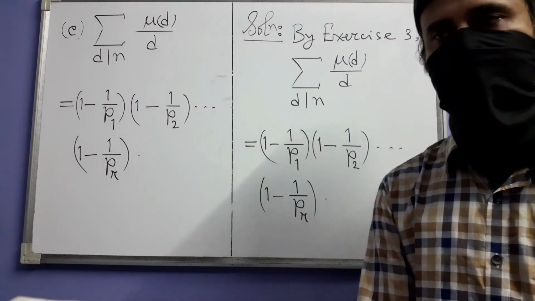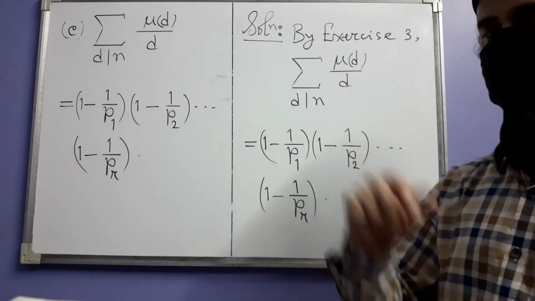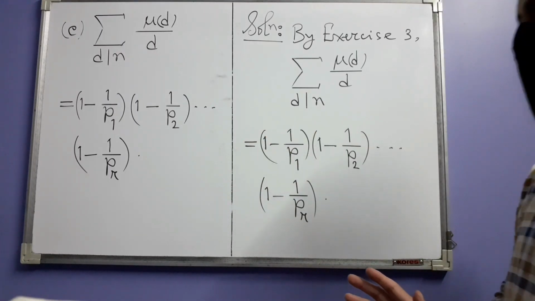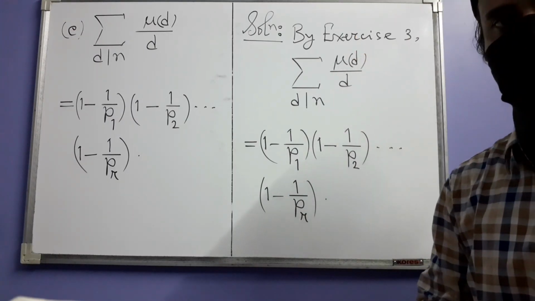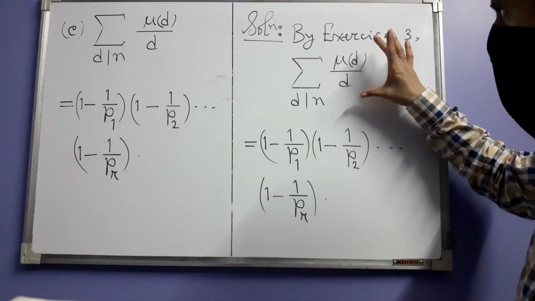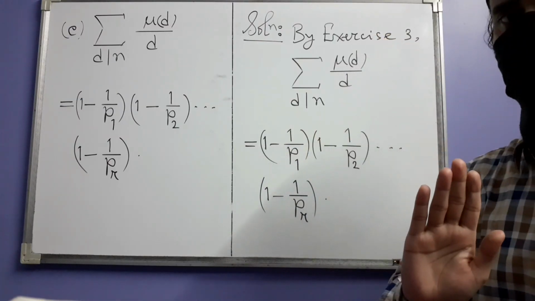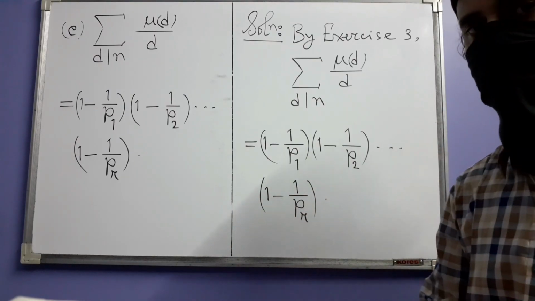So the solution is nothing, it's almost like writing simply what you have been told to prove. But there is the reason, of course. What does exercise 3 give us? Exercise 3 tells us that this sum is equal to 1 minus f of p1 times 1 minus f of p2 all the way up to 1 minus f of pr.